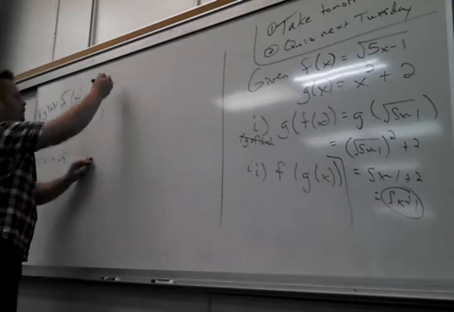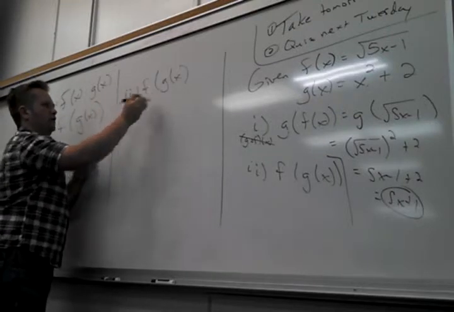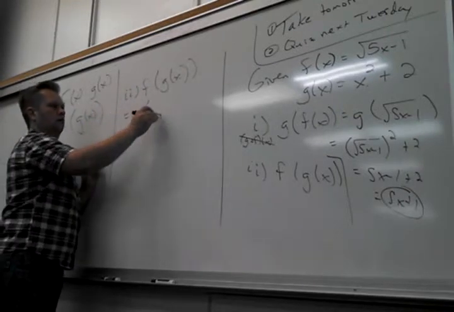What about number 2 there? What's f of g of x? So what am I plugging into f? x squared plus 2.